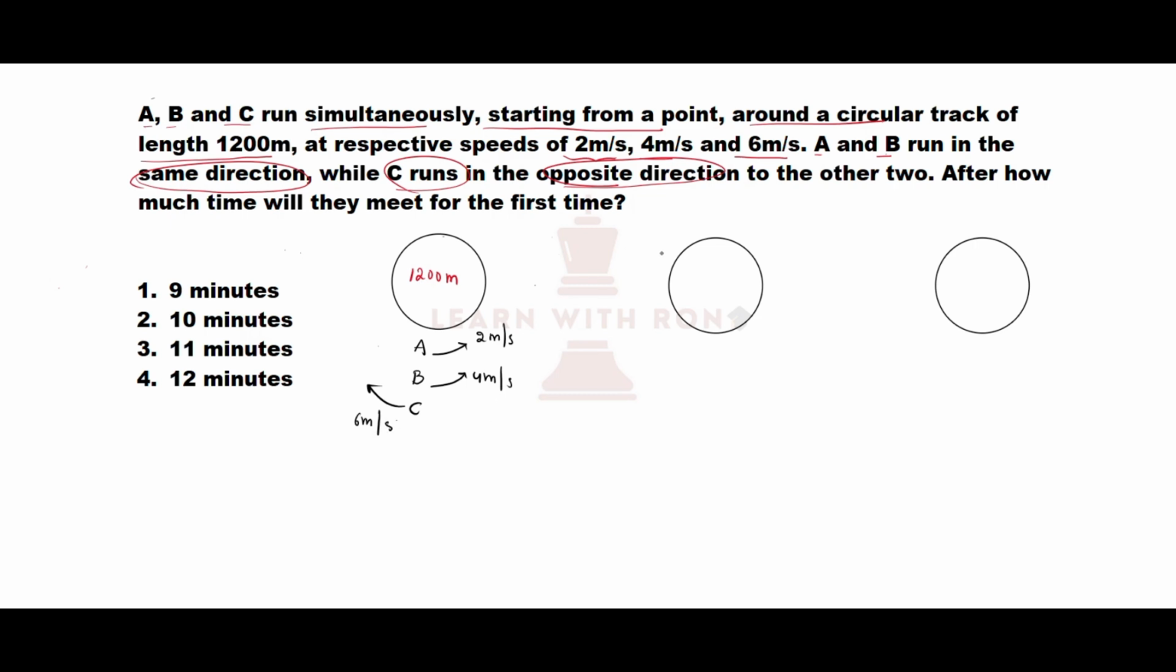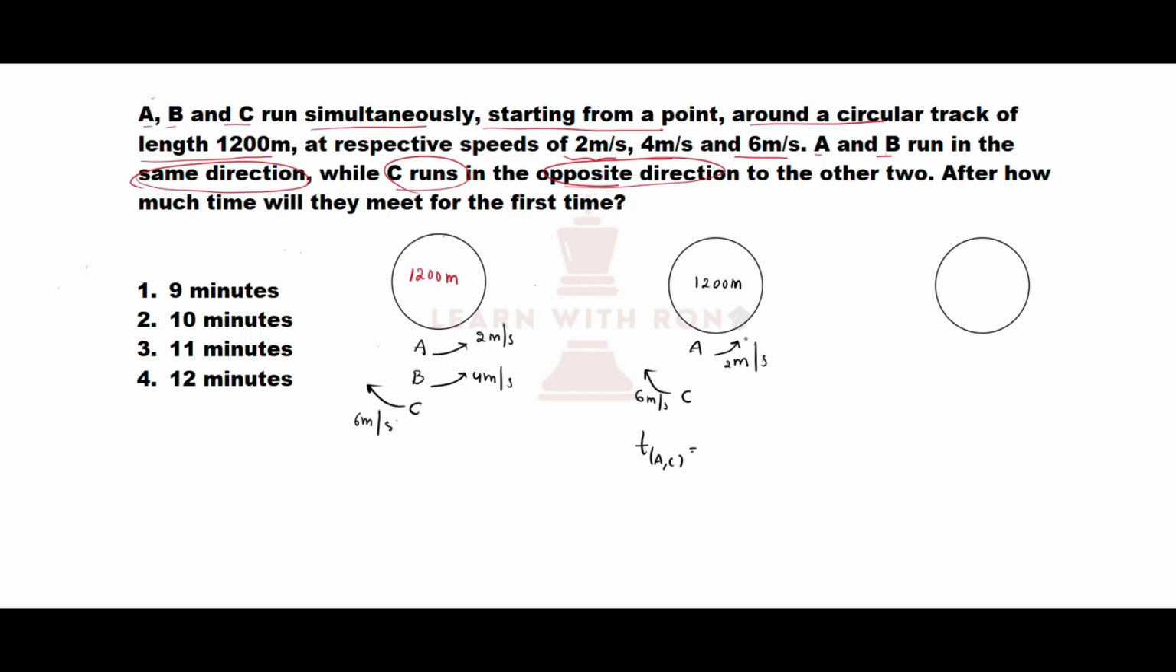Now, let us suppose there is another track of the same length, 1200 meters, and there are only two persons A and C. See here, there is person A running in this direction with 2 meter per second and there is person C running in the opposite direction with 6 meter per second. Now, let us calculate the time where A and C meet for the first time.